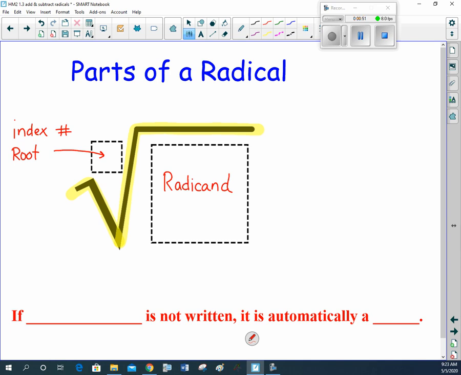And down below in this little sentence, it says, if blank is not written, it is automatically a blank. Okay, so it's if an index number or root is not written, it's automatically a 2. Remember, that is the square root symbol. That's how we name that. We say the square root of 7, something like that. The index number there is a 2. We just don't write it. It's understood to be a 2.